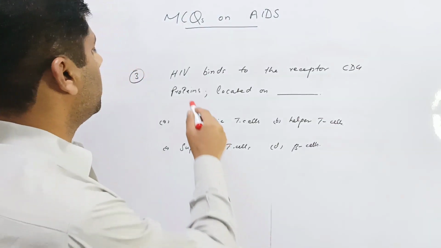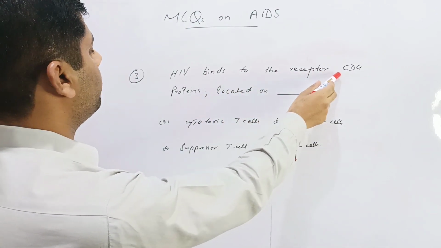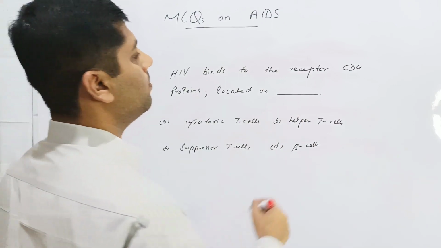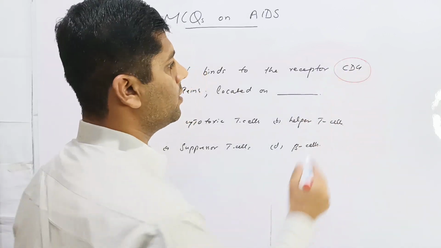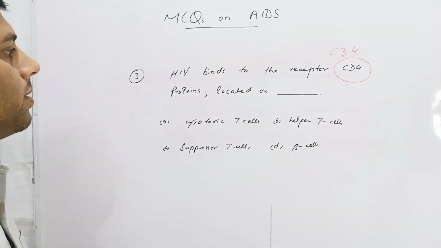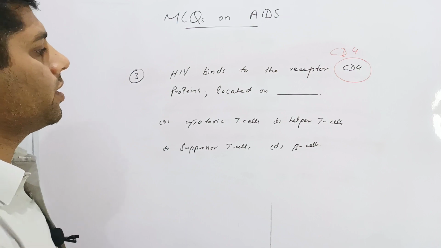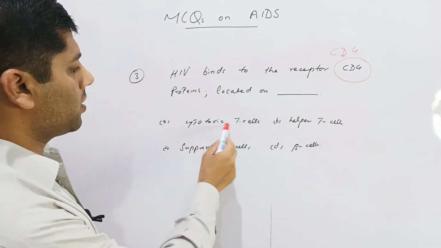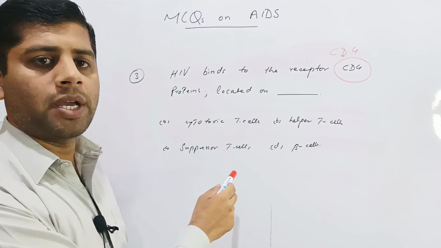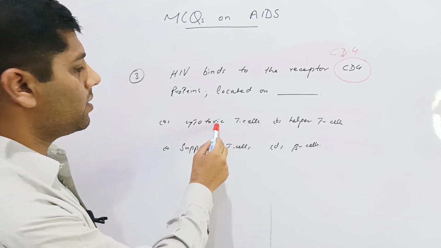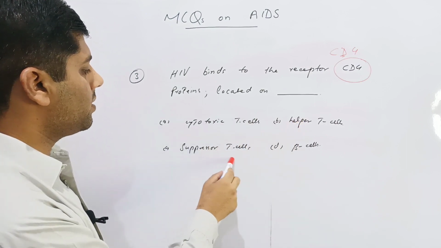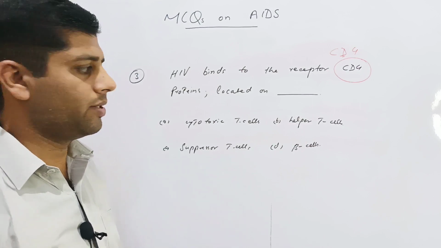Next question is: HIV binds to the receptor CD4 proteins located on. So it's a very interesting question. It involves the basic receptors to which the HIV virus binds. This is called CD4 receptors. The question is asking that the CD4 receptors, which are basically antigenic proteins, are located on which type of cells. Given options are cytotoxic T cells, helper T cells, and suppressor T cells. These three options are the types of T lymphocytes. Cytotoxic T cells kill the antigen, helper T cells help in the recognition of the antigen, and suppressor T cells reduce the overactivity of T lymphocytes.